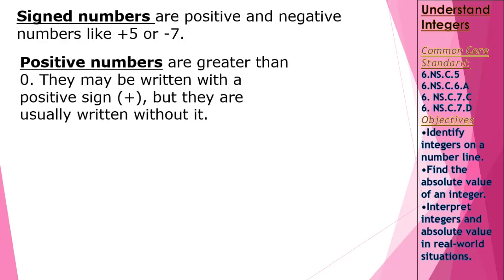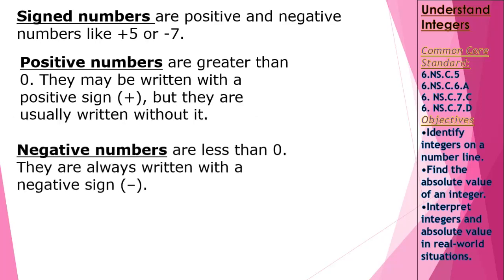What is a positive number? Positive numbers are greater than 0. They may be written with a positive sign, like a plus sign, but they are usually written without it. It means if I write only 5, it means positive 5. If I write 3, it means positive 3.